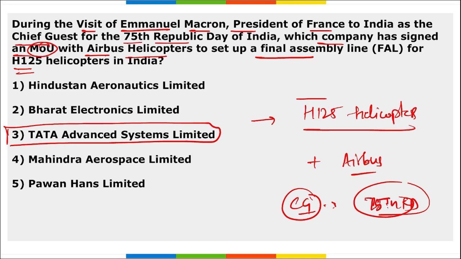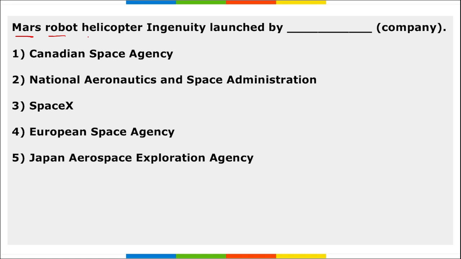Correct. Next, Mars robot helicopter Ingenuity launched by dash company. So Mars robot helicopter, it was launched by whom? So the satellite or the robot that was sent to Mars, Ingenuity, was of which organization, or was sent by which organization? By NASA. So definitely it will be launched by them only.